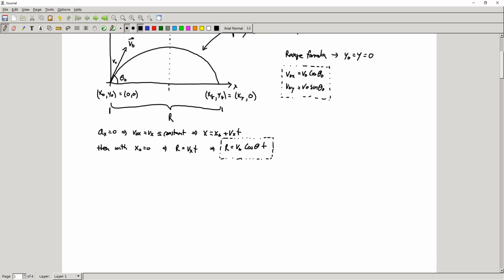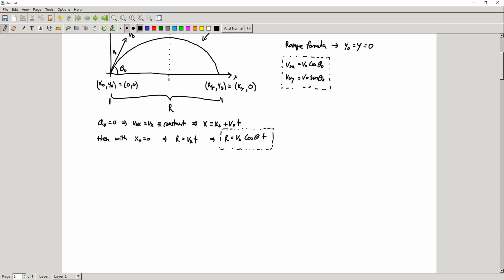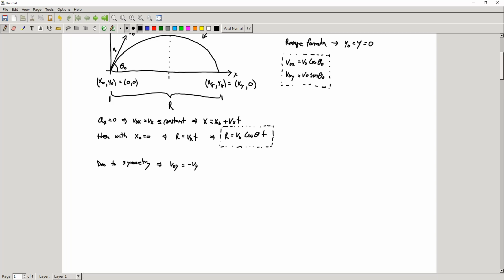So let me make a note here. Due to symmetry, we can exploit this symmetry, and if we think about it, we can see that v0y, the y component of our initial velocity, is going to be equal to the negative of vy. Right? So let's take a look at that and think about that for a second.